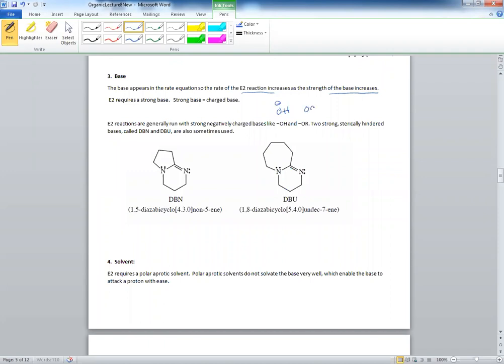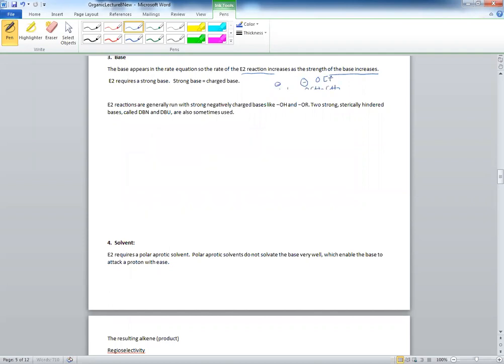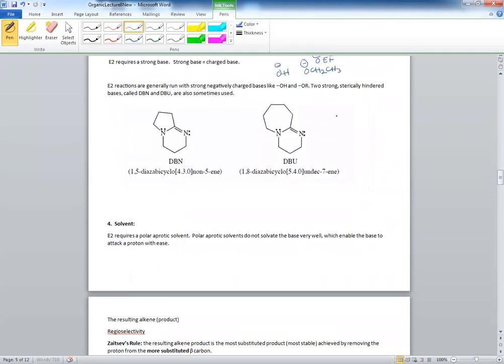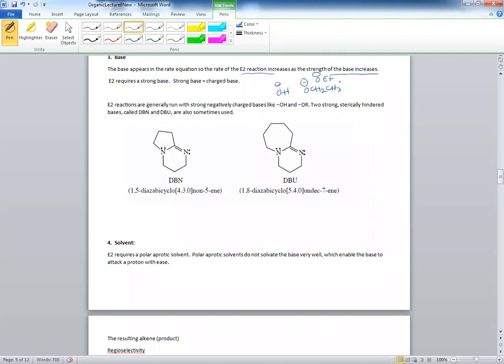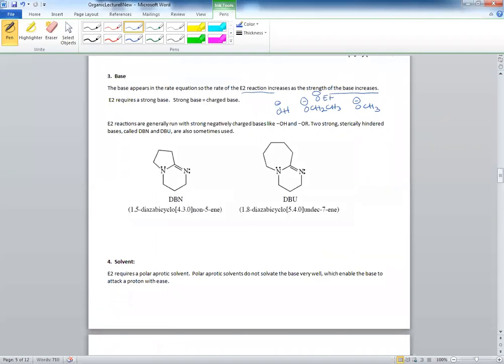OR, which could be an example of ethoxide, like we've seen before. Remember, by the way, get used to it, sometimes written like this, OEt minus. Or, of course, OCH3, OMe as well.